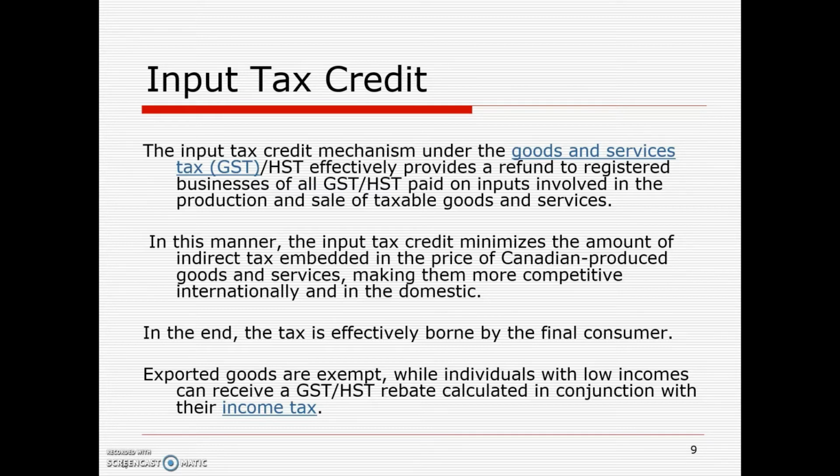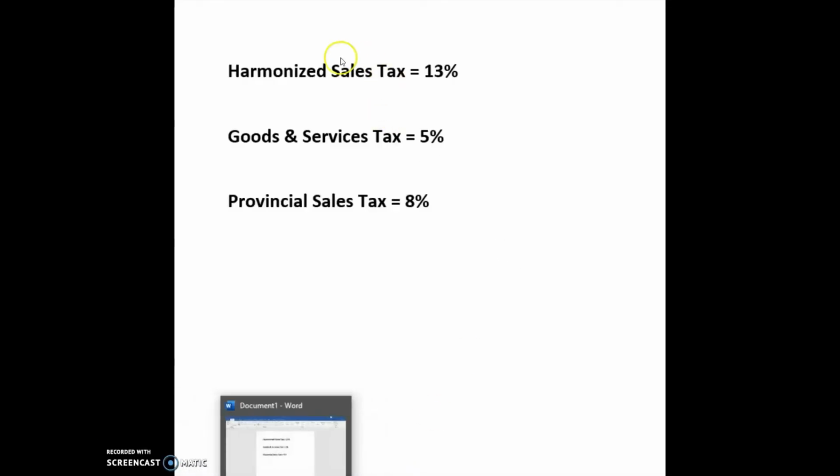When you and I pay HST when the retailer sells us the good, we do not get it refunded. Now, some individuals with low incomes can receive a GST/HST rebate on their income tax, but that is not what we're talking about here. What we're talking about is how this system works. So to review, harmonized sales tax, which is HST, is 13%.